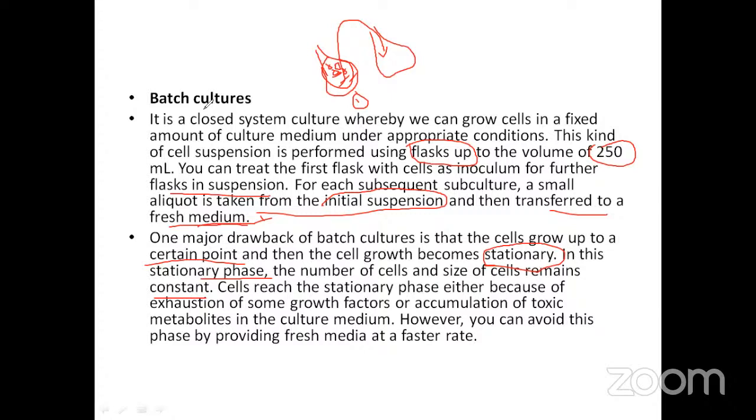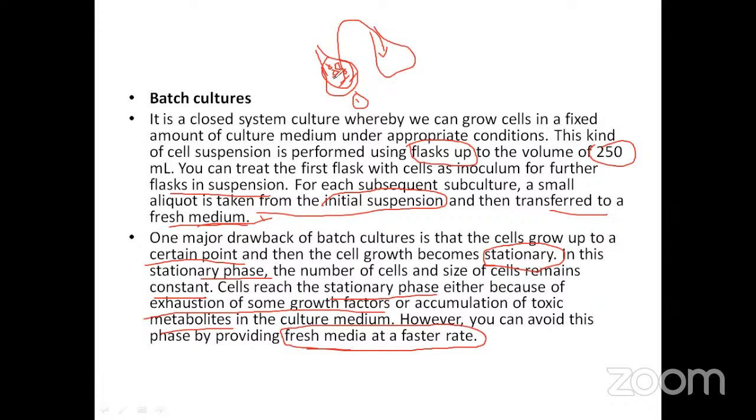So what happens in batch culture? There is no further growth. Only in the log phase does rapid growth occur. Later, it settles at the stationary level. When cells reach the stationary phase, it is either because of exhaustion of some growth factors or accumulation of toxic metabolites. Why does the stationary phase occur? Because of exhaustion of some growth factors or toxic metabolites. Due to the toxic metabolites, there is no further growth. Exhaustion of the regulators also means there is no further growth. However, you can avoid this phase by providing fresh media at a faster rate.